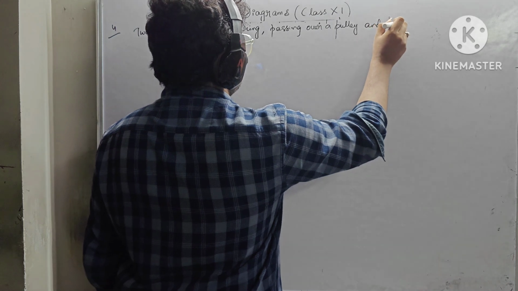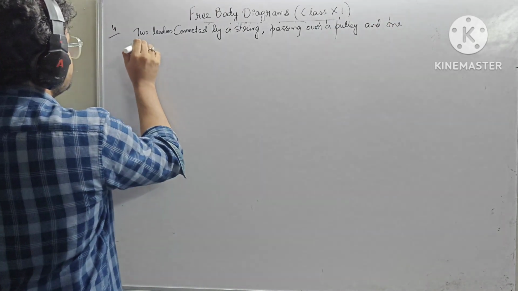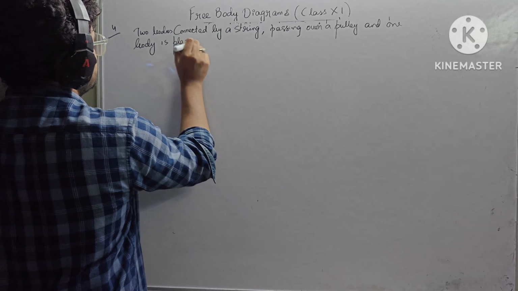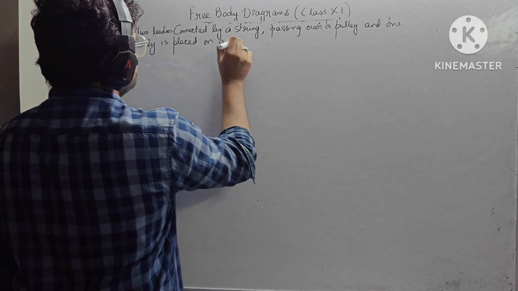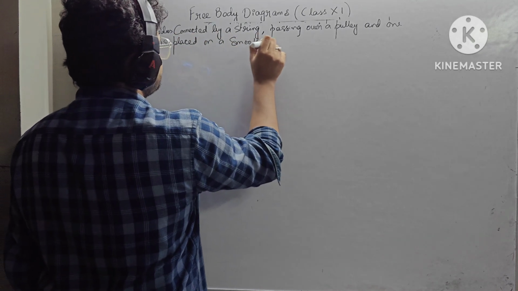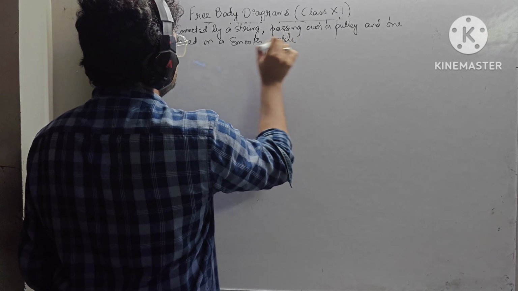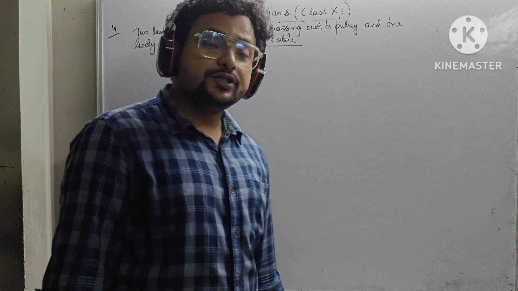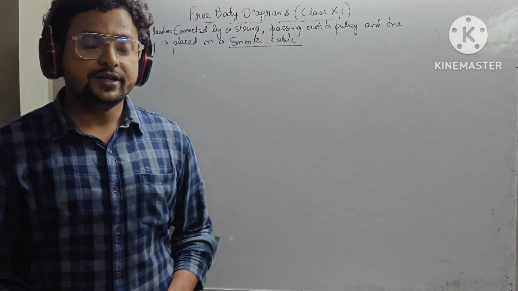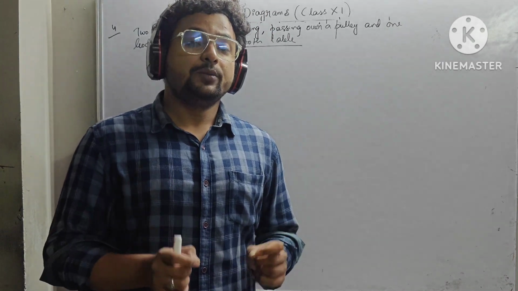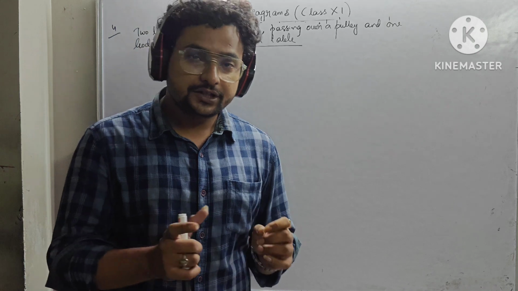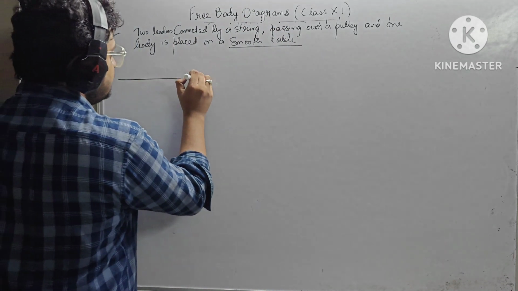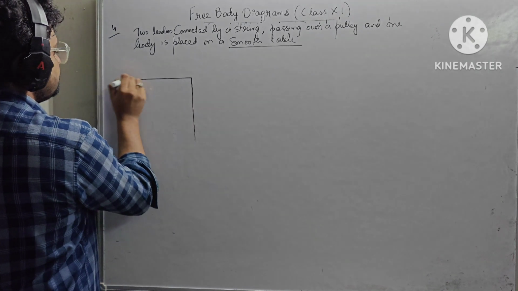And 1 body is placed on a smooth table. Smooth means, whenever the word smooth is given, you have to understand I am talking about a frictionless surface. So this is suppose the table.